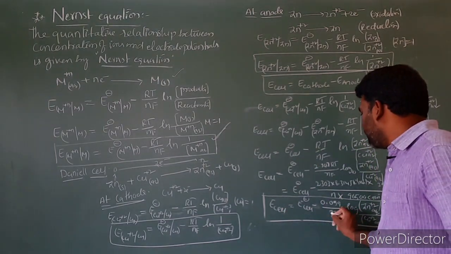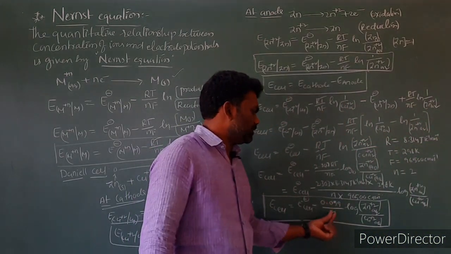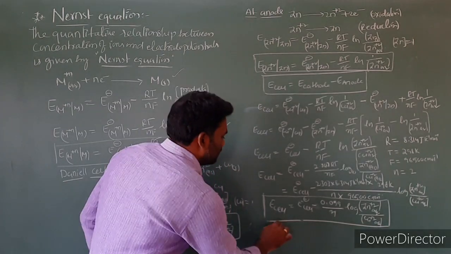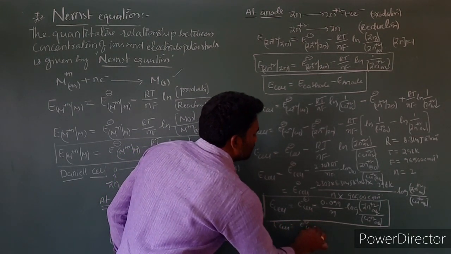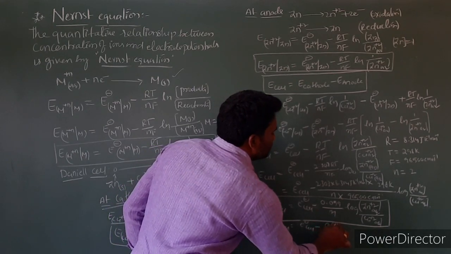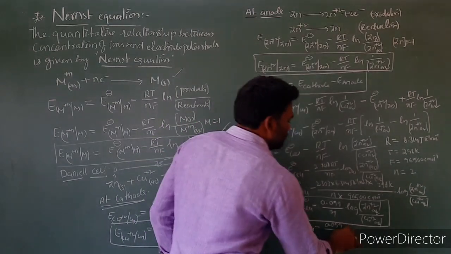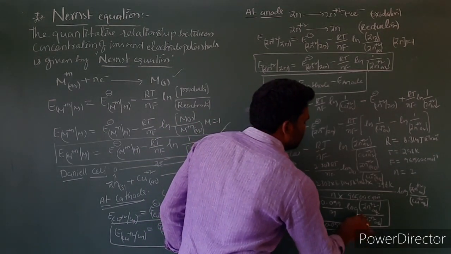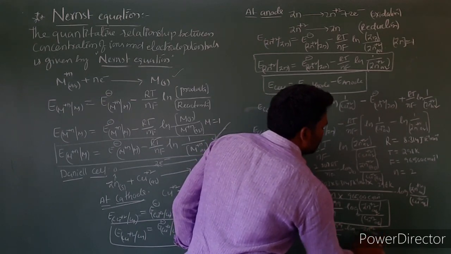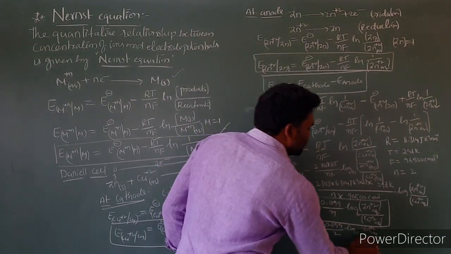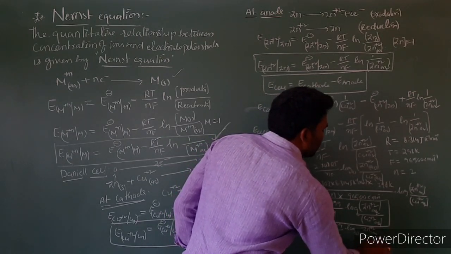Here, if we take the n value, we have to substitute. You can take one more equation also. How to write it: the n value, how to substitute, 0.059 by 2. So if you want to write, E cell equals E naught cell minus 0.059 by 2 log base 10 of Zn2+ ion concentration in aqueous form by Cu2+ ion concentration in aqueous form.